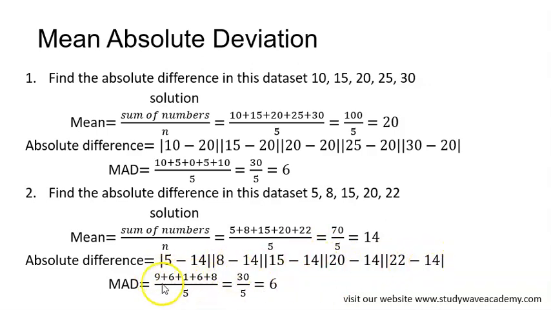So you add all these together and divide by 5 because we have 5 values here. So 9 plus 6 plus 1 plus 6 plus 8 divided by 5. When you add all this together, you're going to have 30 over 5. 30 divided by 5 is going to give us what? 6. So the mean absolute deviation for this data set is 6. Do you understand? I hope you're not confused.